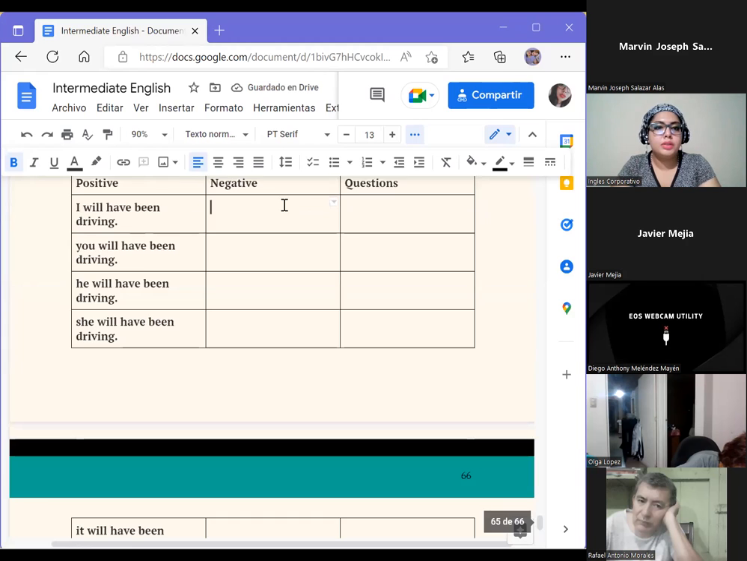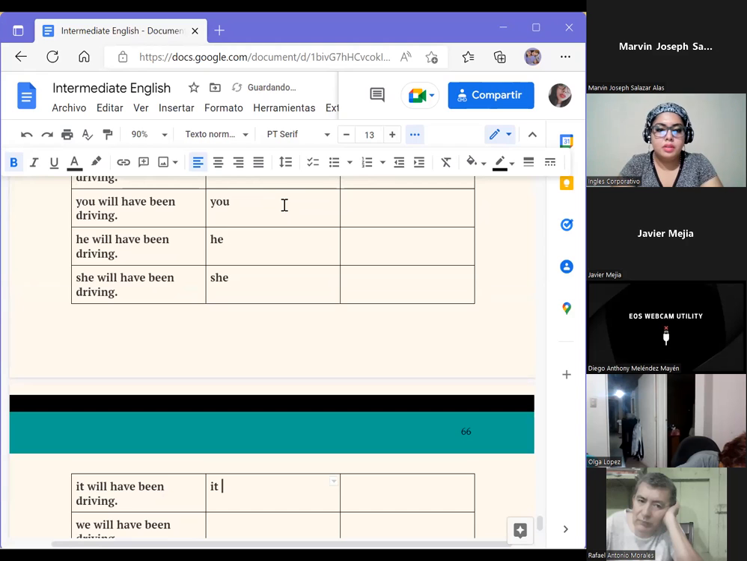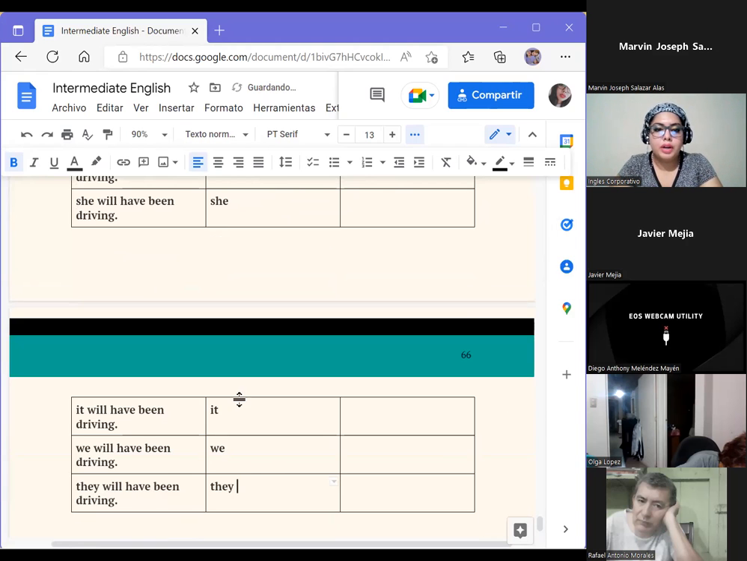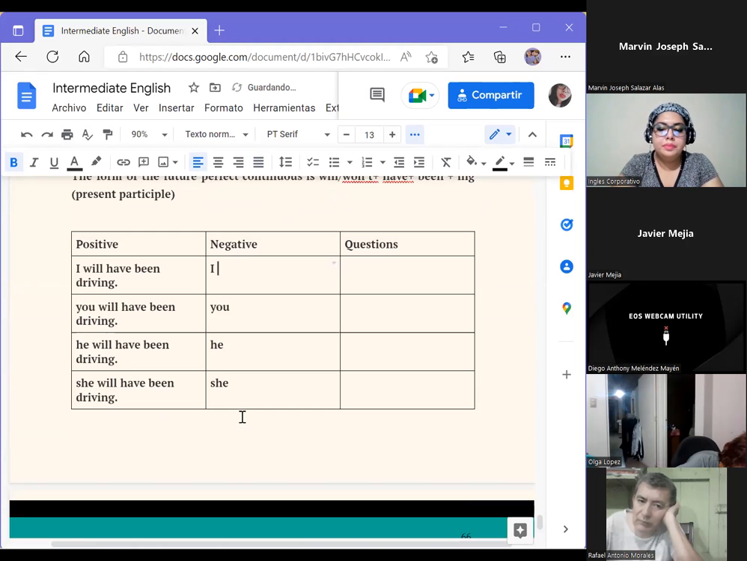So now we are going with the negative part. Again, the subject. Now we are with the negative part, that is won't have been driving. And we are going to have the same for the others.